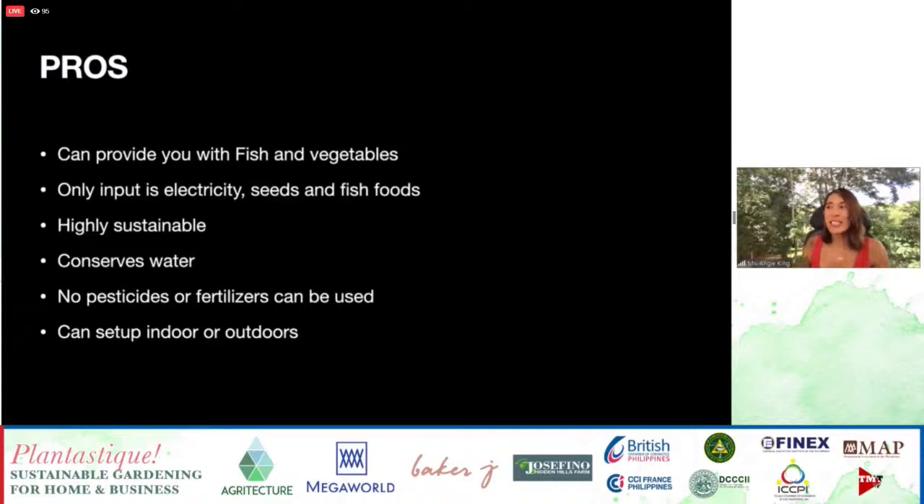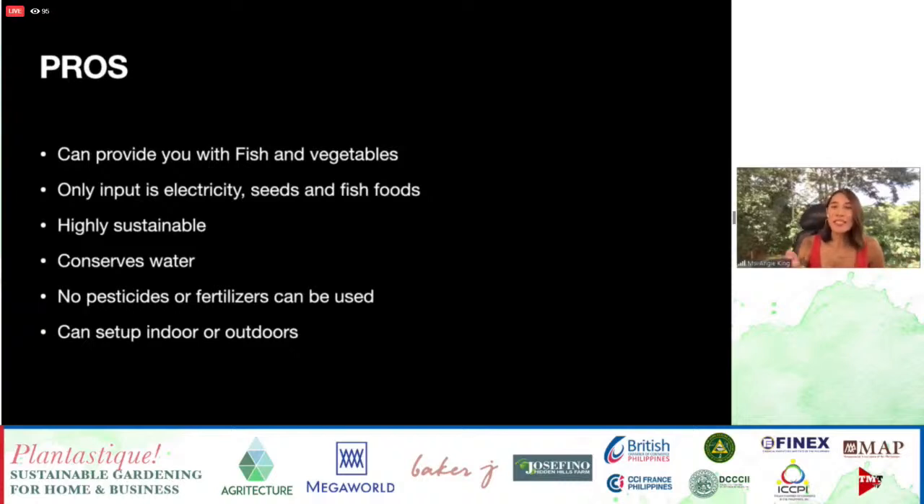But here in the farm, we actually have been collecting rainwater for almost 30 years. So we don't have any deep well here or any Nawasa water supply. So ever since we were kids, we were actually collecting rainwater already. So I'm very used to that practice.